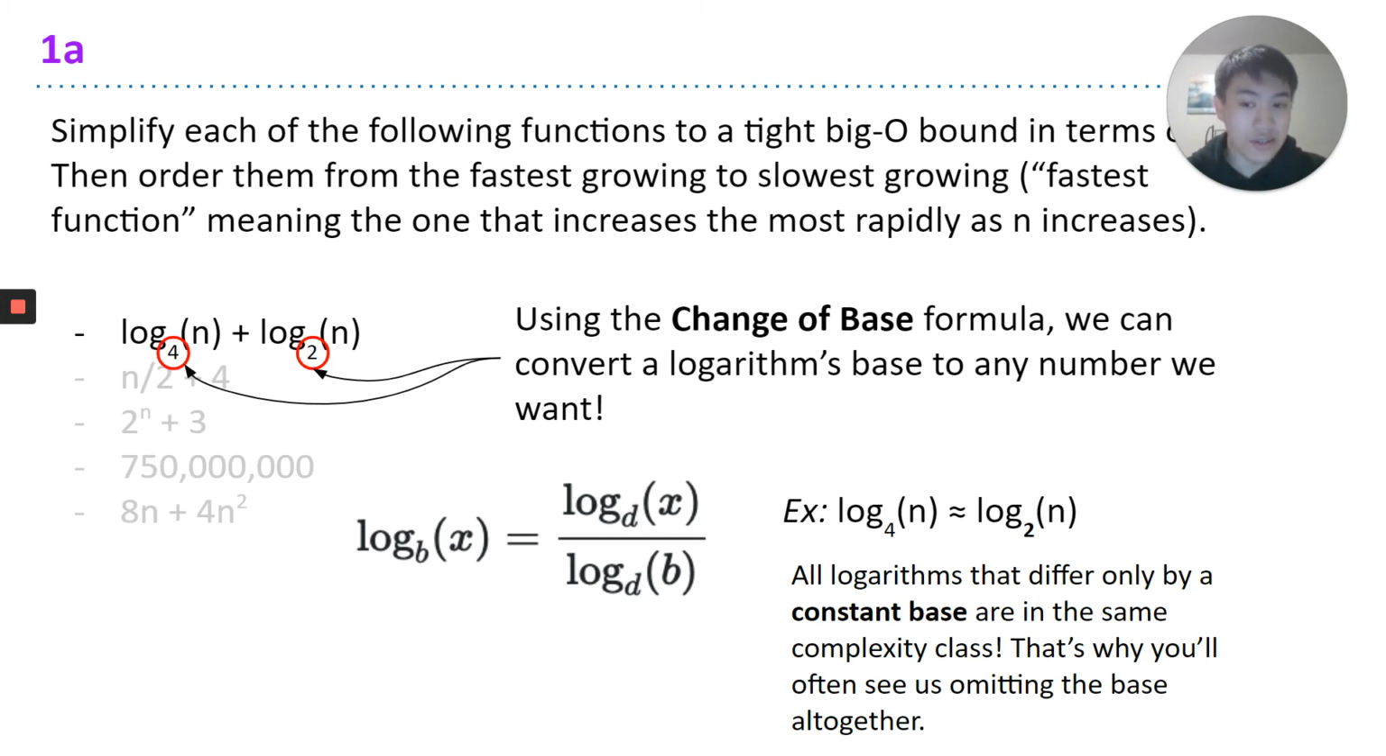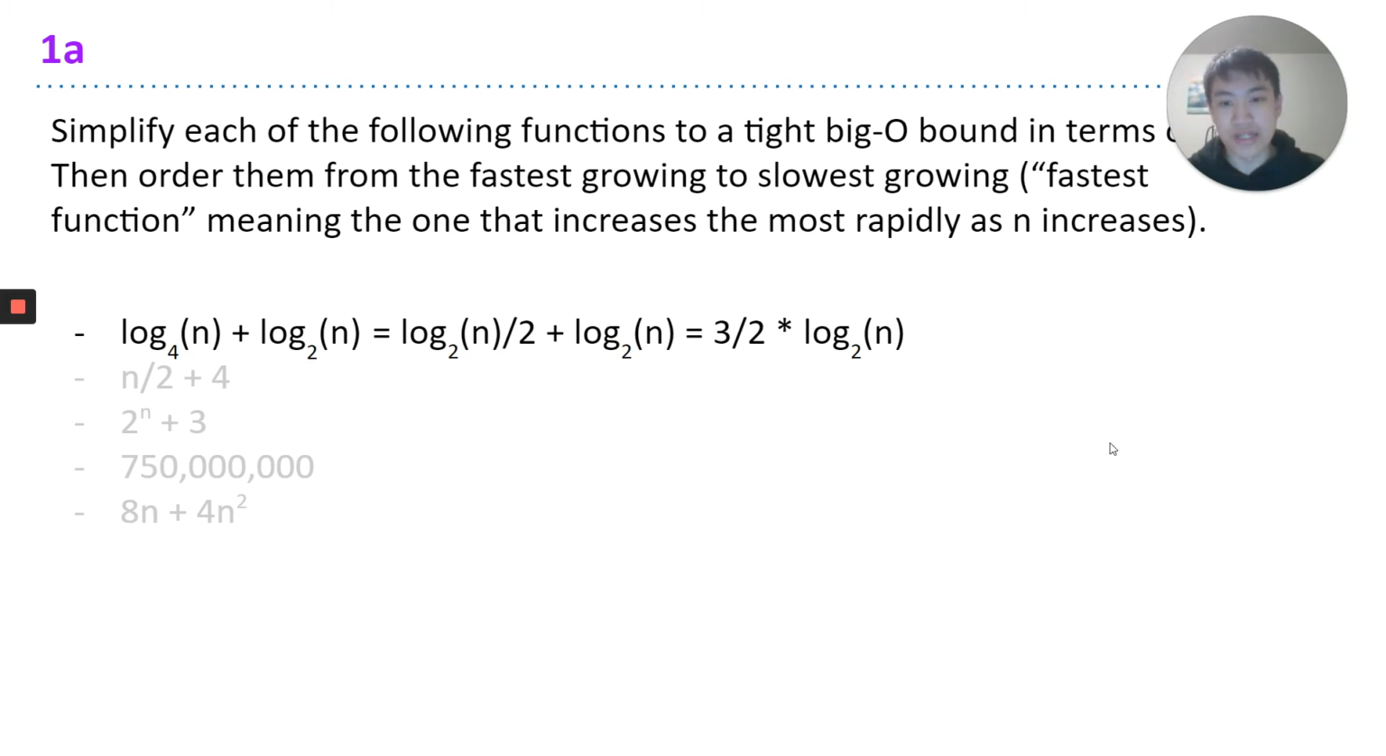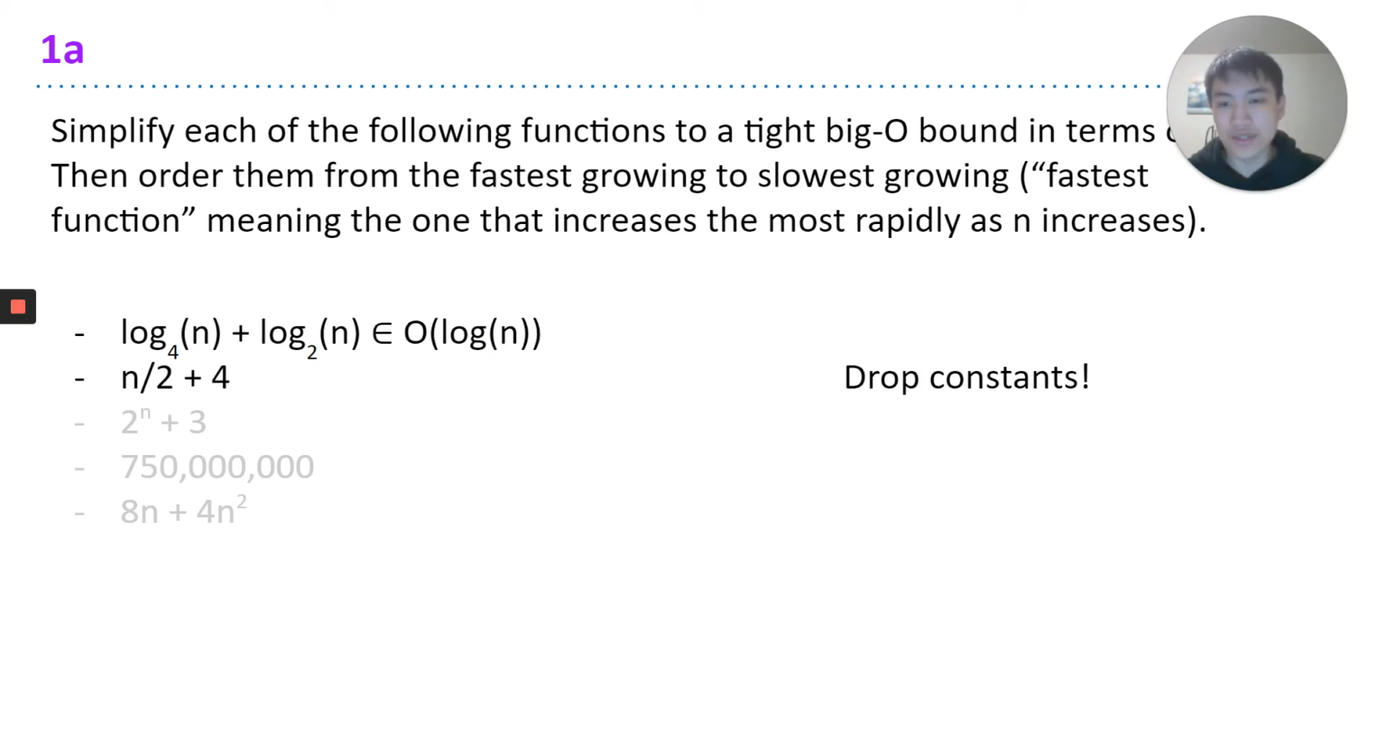It turns out that we can convert a log of any base into another log of any base. So generally, log base anything is just going to be in the complexity class of log. That's why we omit the bases altogether, because we can just convert them using the change of base formula. Ultimately, by doing a quick change of base, we get 3.5 times log base 2 of n. When we convert to the big O bound, as in we drop all the constants, we get O of log of n. The next few ones are a little more straightforward. N over 2 plus 4: we erase the constant 4, and since it's just essentially half times n, we drop that as well.